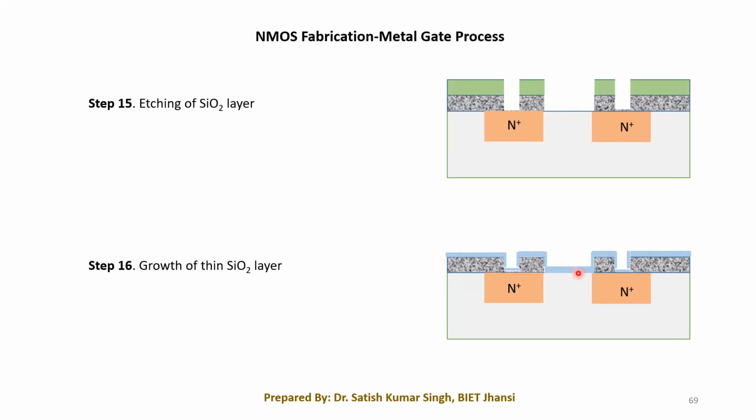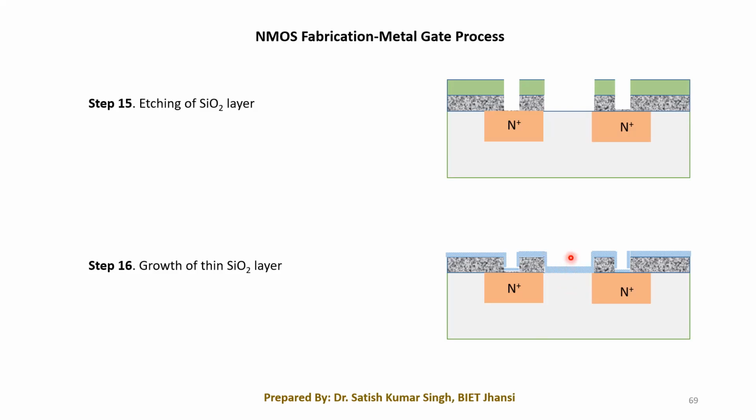I am deliberately showing this with a different color, but it is the SiO2 layer. It should be shown like the same SiO2 layer, the way I have represented it earlier. It should have the same pattern, but just to make it clear that I am growing a thin SiO2 layer, I have used a different structure or different pattern here. So please try to understand.